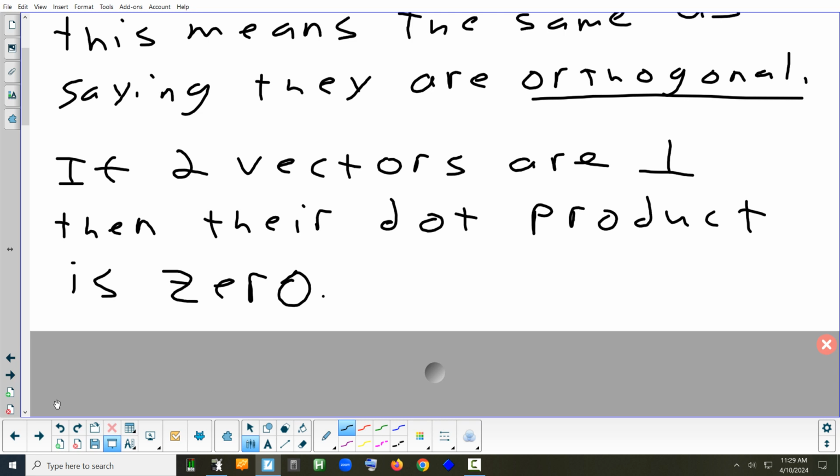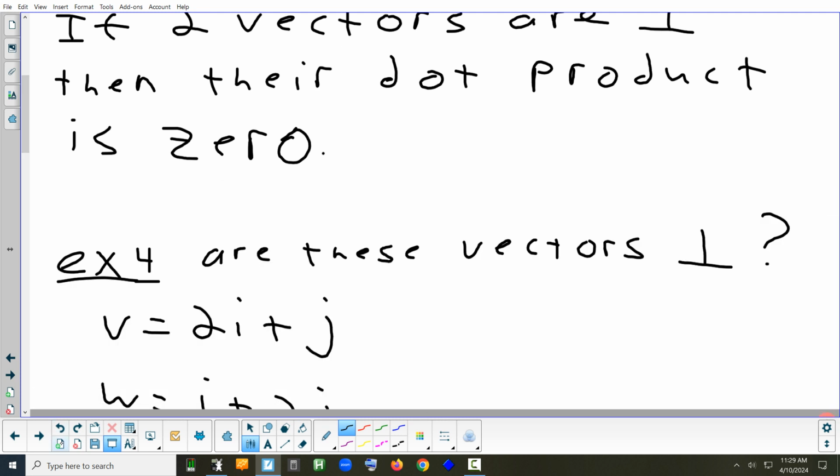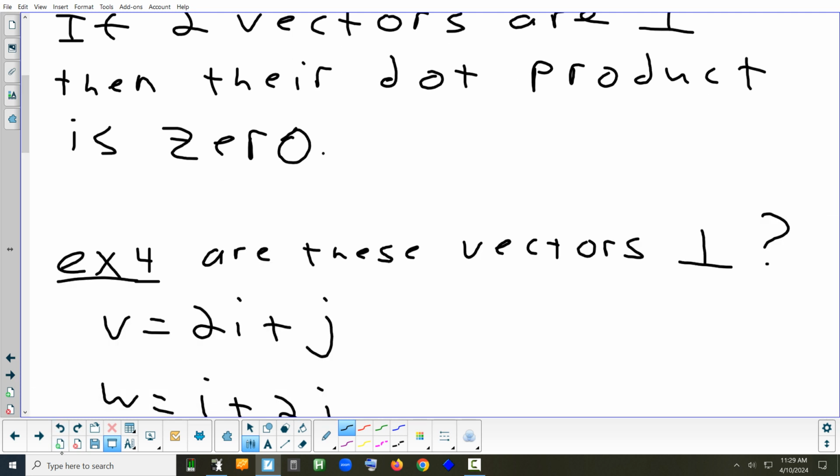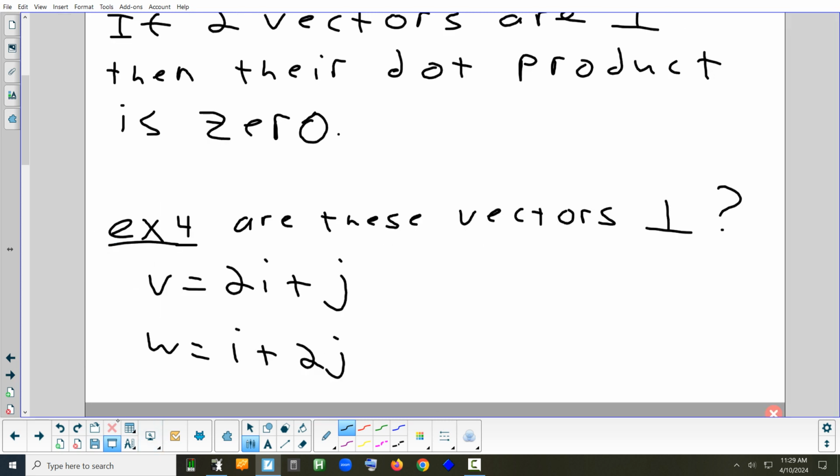Let's see. Yes, what would the angle be if they were orthogonal? 90. Yeah. So if two vectors are orthogonal or perpendicular, then their dot product is 0. Okay. So what I want to do is see if these two vectors are orthogonal. I've got 2i plus j, and I have i plus 2j.